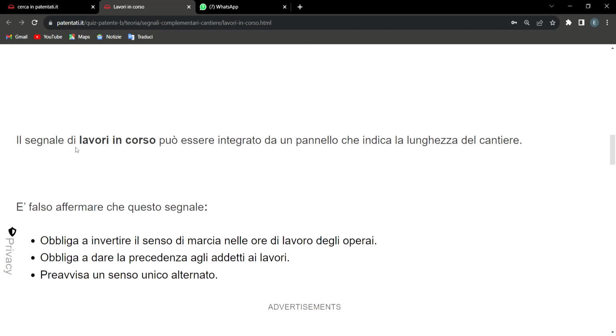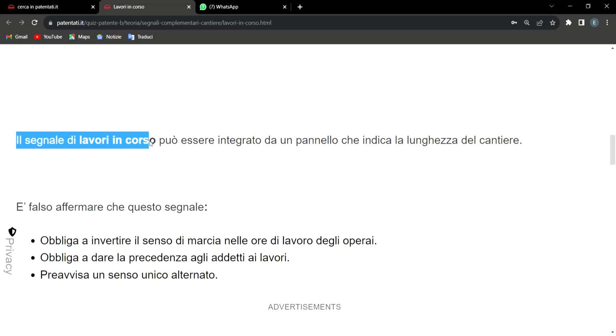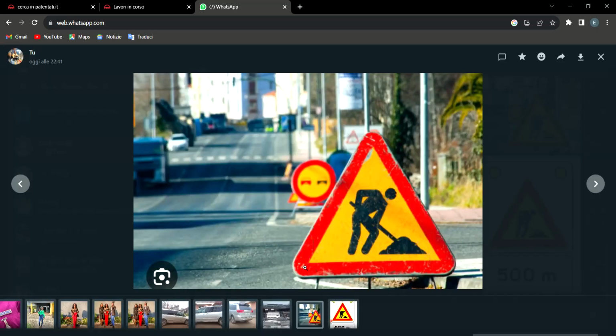It says, il segnale di lavoro in corso. This very sign is known as work in progress. You can see it, the sign is usually like this. Whenever you are driving on the road and you come across something like this, it is known in the Italian language as lavoro in corso, but in English as work in progress.